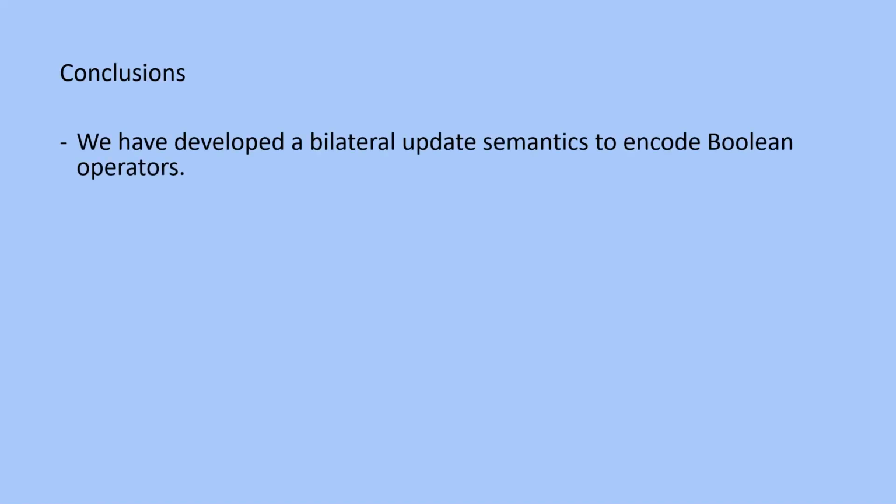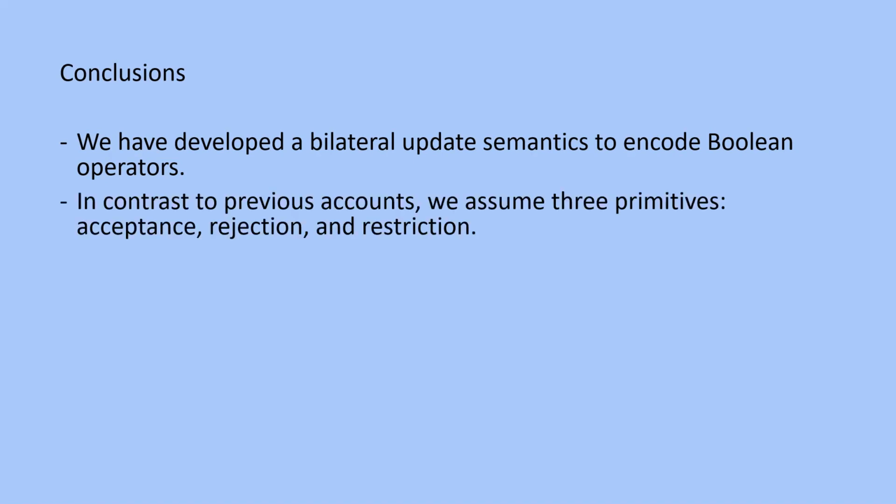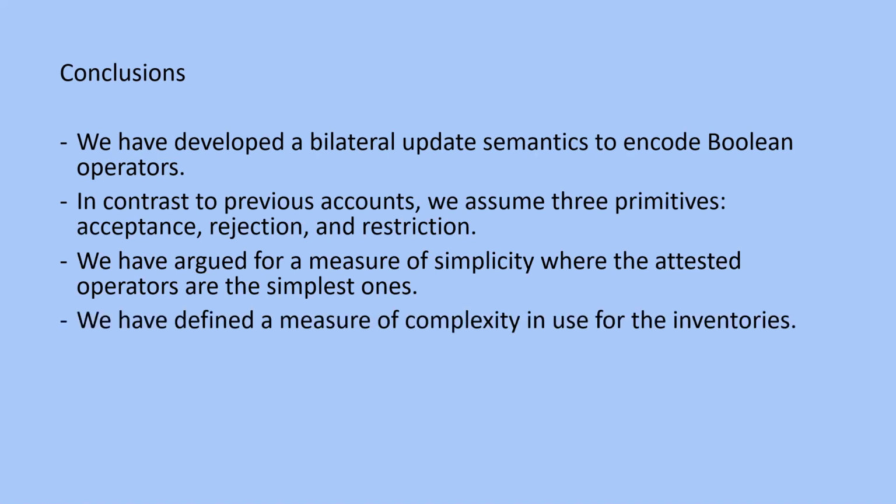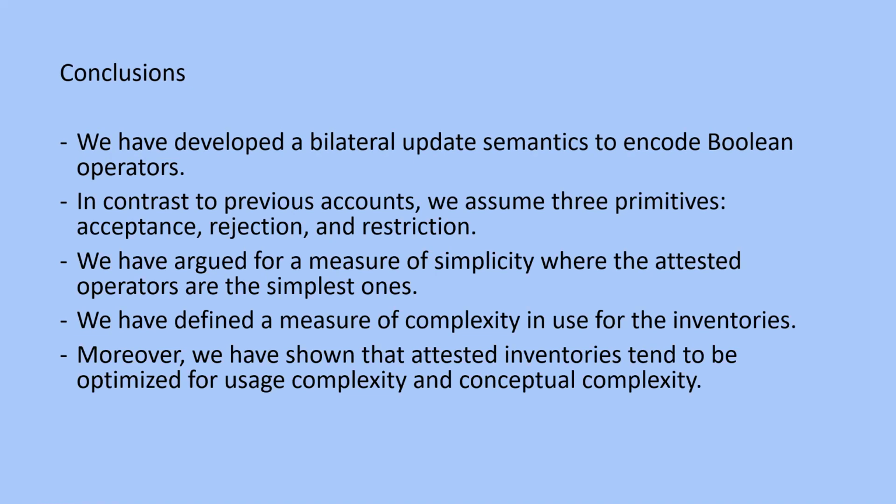So in conclusion, we have developed our bilateral update semantics to encode the Boolean operators. In contrast to previous accounts, we assume 3 primitives: acceptance, rejection, and restriction. We argued for a measure of simplicity where the attested operators are the simplest ones, and then we have defined a measure of complexity in use for the whole inventories. And finally, we've shown that the attested inventories tend to be optimized for usage complexity on the one hand and for conceptual complexity on the other hand. So they are the ones that strike the best possible compromise between these two pressures.